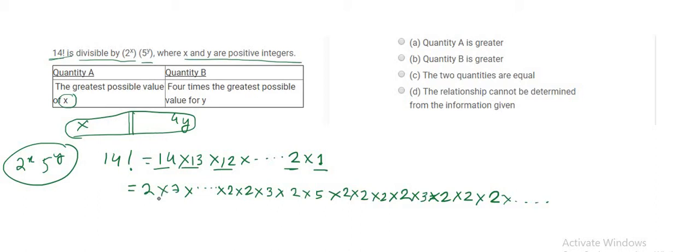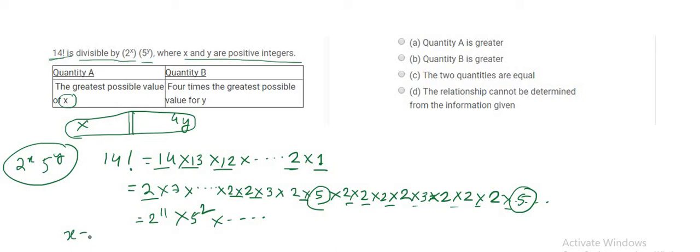So we see that there are 1, 2, 3, 4, 5, 6, 7, 8, 9, 10, 11 2's, and we have only 1 five, and oh, there was another 5 which we forgot to count. So there are 2 5's. There are some other quantities, but if we compare to this and this in the form of x and y, we see that x is 11 and y is 2.